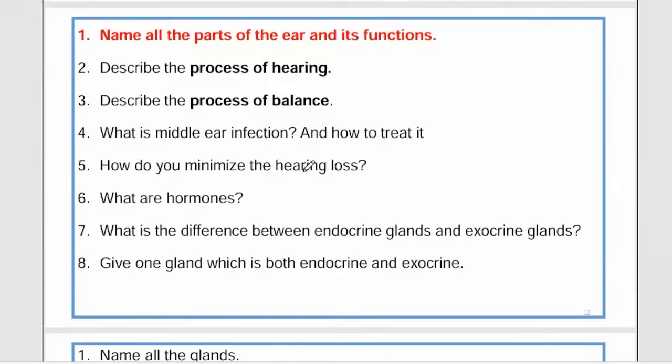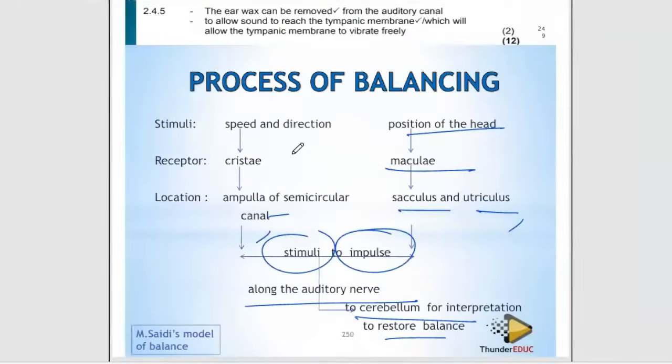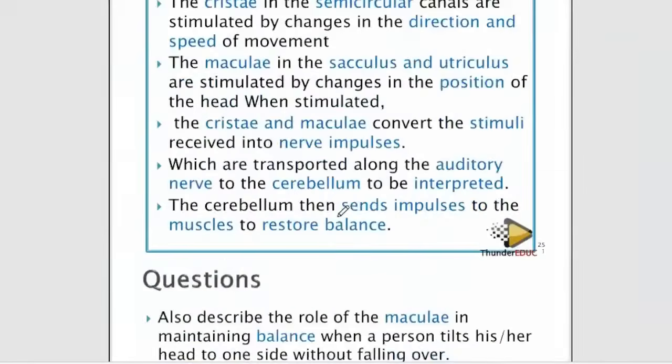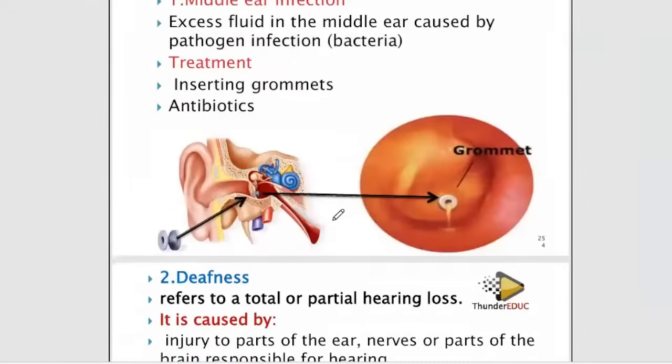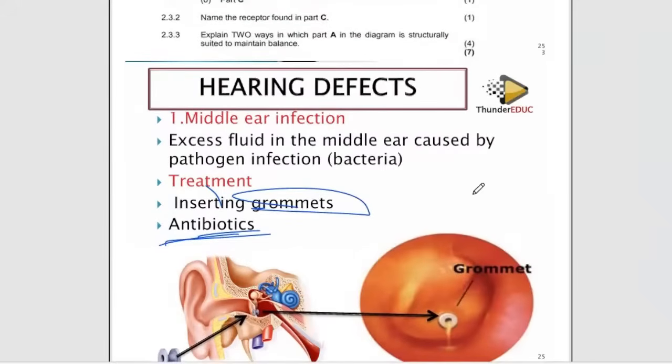All right, we continue. What is middle ear infection? Middle ear infection is basically a result of the accumulation of fluid caused by bacteria in the middle ear. So how do you treat it? Number one, we use what you call grommets. Number two, we use antibiotics. Why do we use antibiotics? It's because this is caused by bacteria. So we insert grommets and also add antibiotics. So middle ear infection is the accumulation of excess fluid in the middle ear caused by pathogen infection, that is, bacteria.